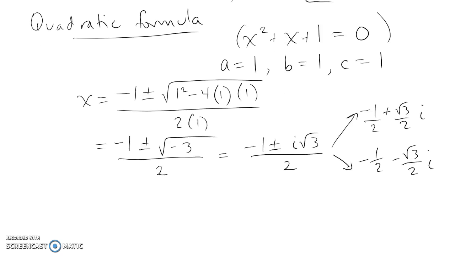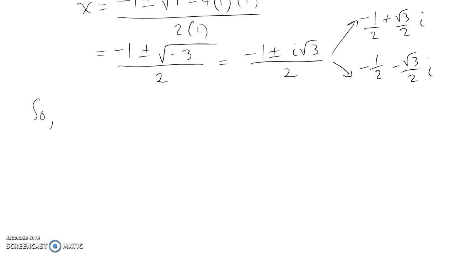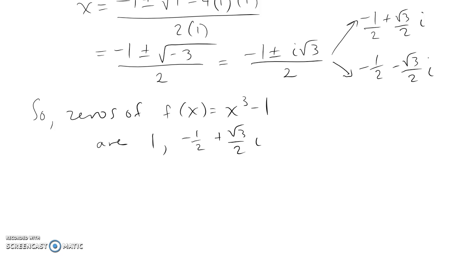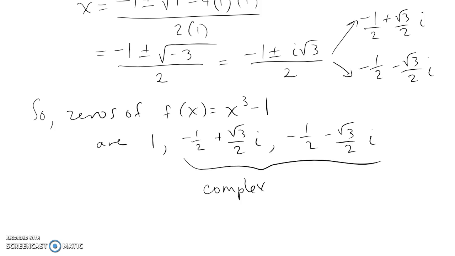Right? So the zeros of f of x equals x cubed minus 1 are 1, -1/2 plus square root of 3 over 2 i, and -1/2 minus square root of 3 over 2 i. All right? So I've done what I need to do. And I also want you to notice this. These two numbers, -1/2 plus root 3 over 2 i and -1/2 minus root 3 over 2 i, we call complex conjugates.